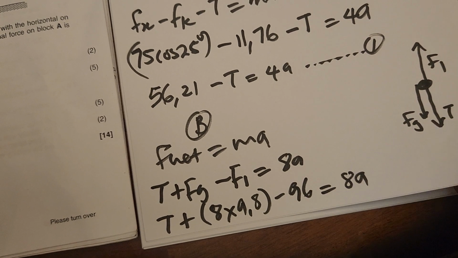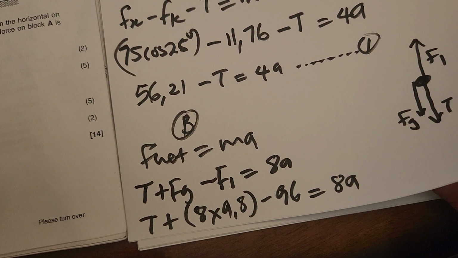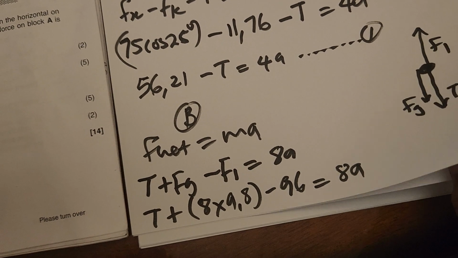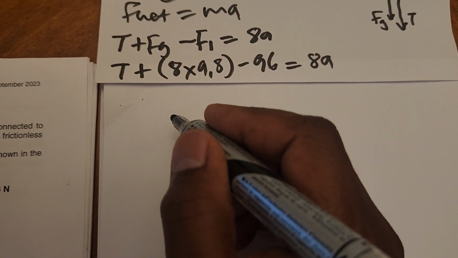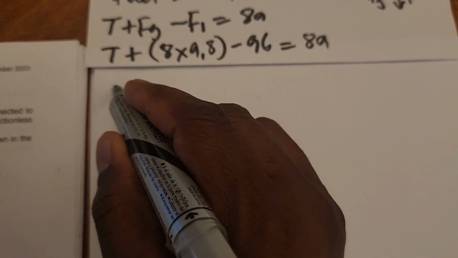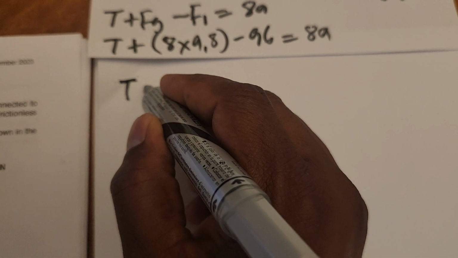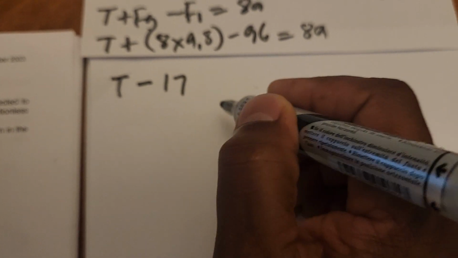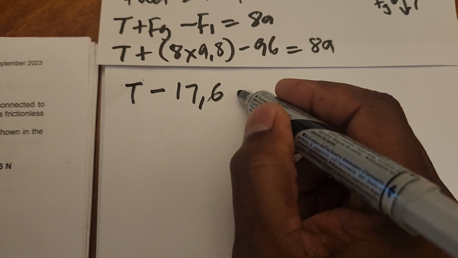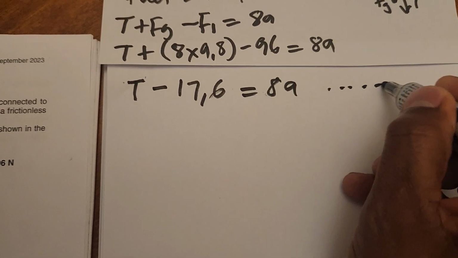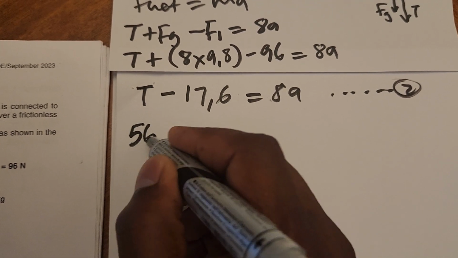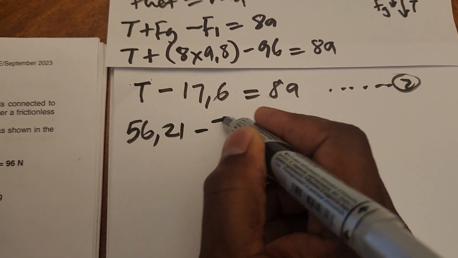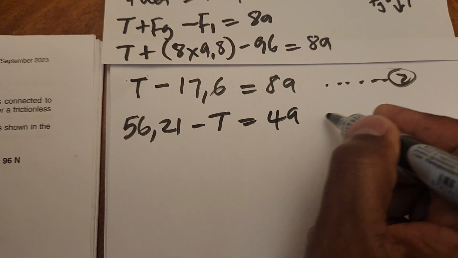And then let's see what the expression will be using a calculator. We are going to find this continuation will be T, and then minus 17.6 equals 8A. This is equation 2. Remember, equation 1 was 56.21 minus T equals 4A.